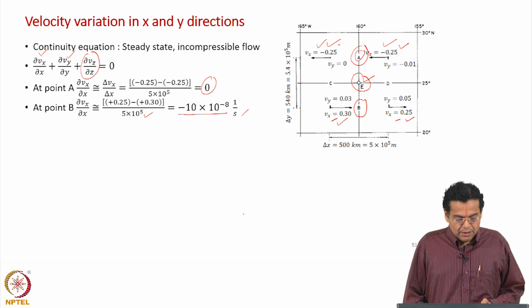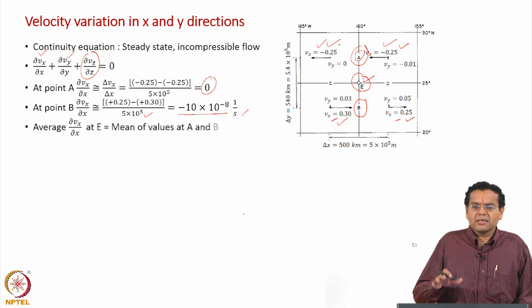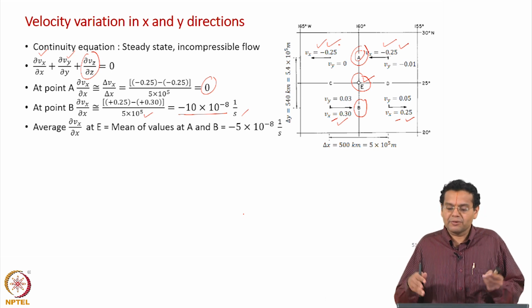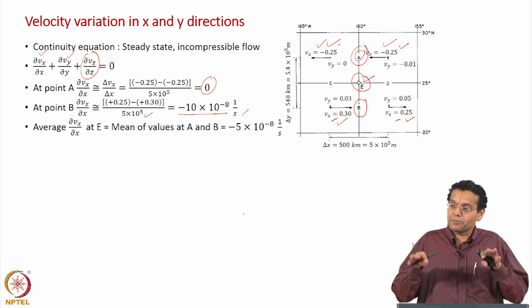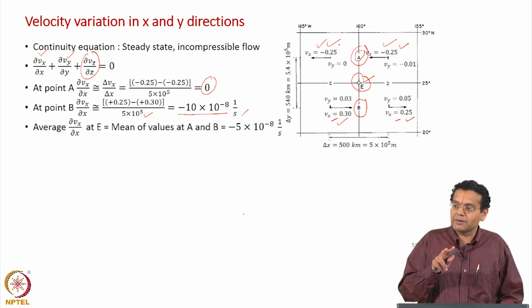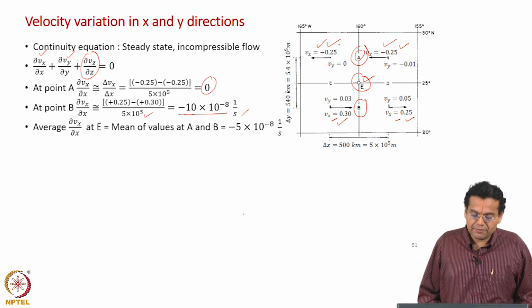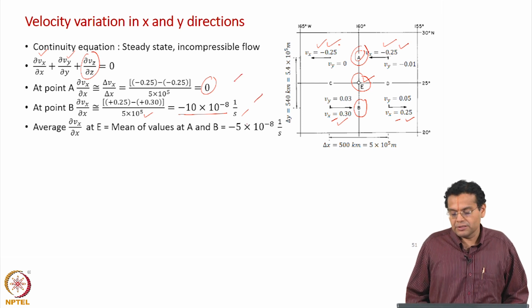Now, to find ∂vx/∂x at E, I take the average of the values found at A and B. We do all this because it can be highly fluctuating, so we need to arrive at some average value. That is why we make measurements, divide into 4 regions, make 4 measurements, and from that find 2 derivatives and find the average. All these are done to average out. So, the mean of these 2 values gives me minus 5 times 10 to the power minus 8 per second.